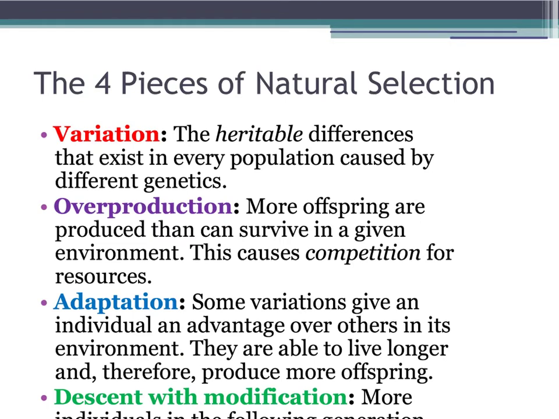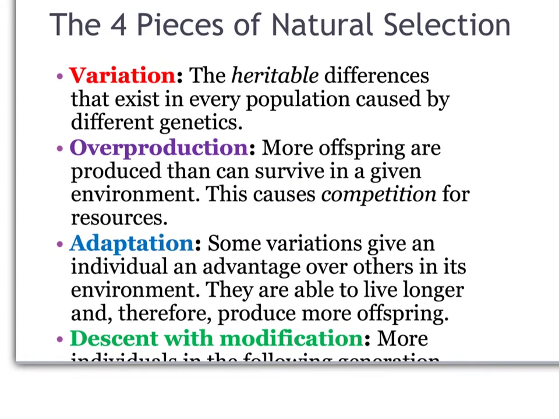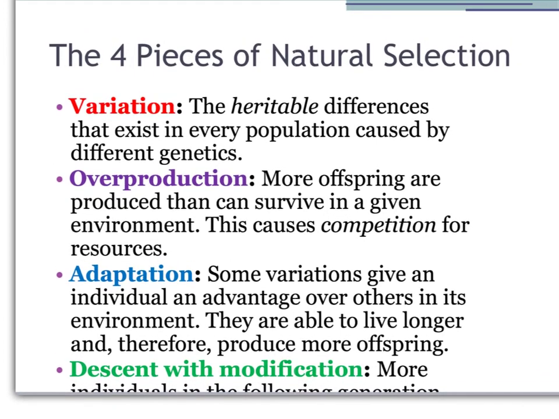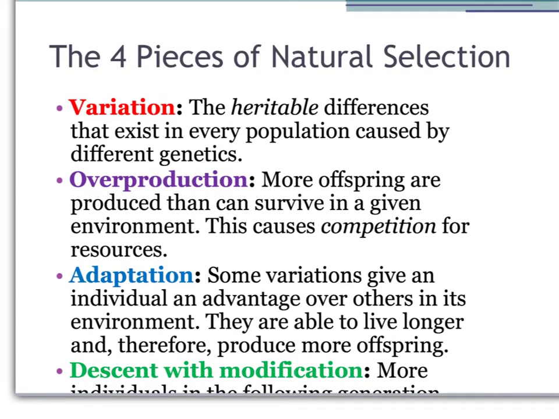So this is very important on the test here, is 4 pieces of natural selection. I'm going to try to move this slide a little bit so you can see it. Oh, I see it's kind of cut off. All right. So first is variation. Remember, variety, differences. When you see the word variation, I want you to think differences. Next is overproduction. That's exactly what it sounds like.